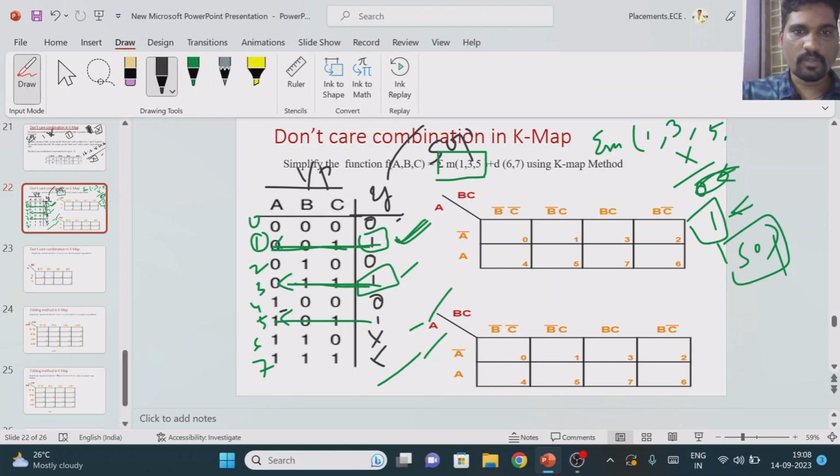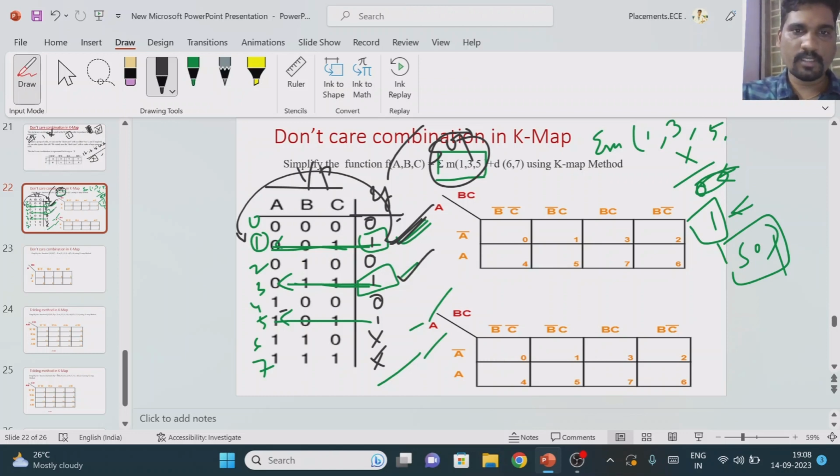Because either we don't know, it may be 0 or 1, right? If it is 1, then we should consider it, because we are treating output 1 as the SOP function, correct, guys? Now these are the normal values, like this one 1. This output belongs to input 1, guys. So for that we need to write the minterm 1.